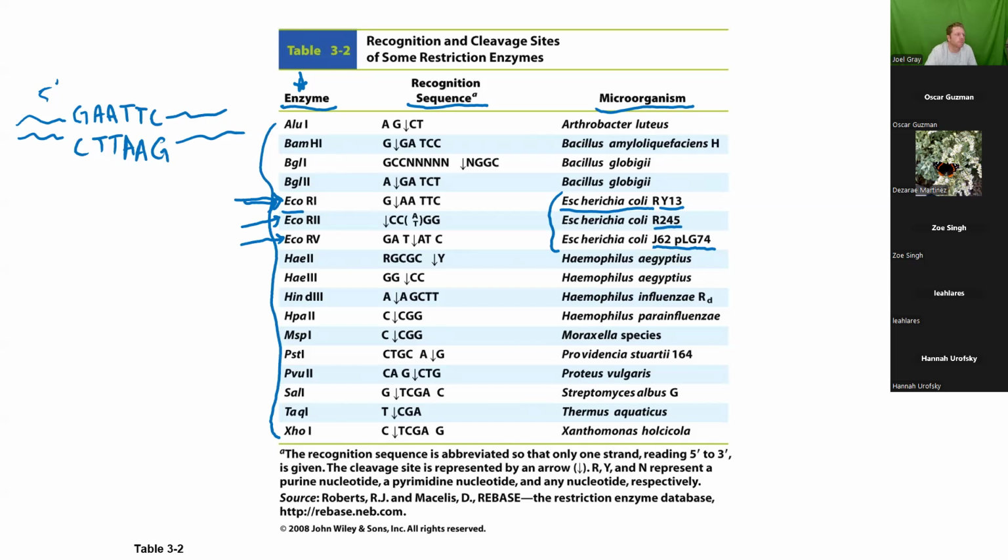Okay, so with that, if E. coli sees this sequence, it's going to cut between the G and the A on this strand, and then it's going to cut between the G and the A on this strand. So it's going to be breaking... Now add to the chat, what type of bond is it that it's breaking?